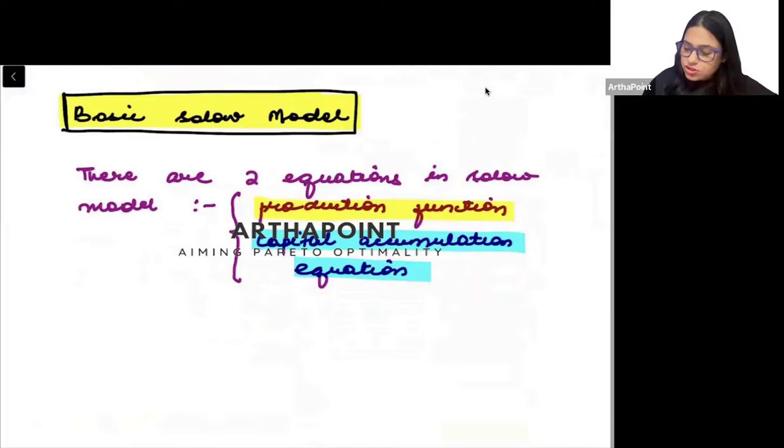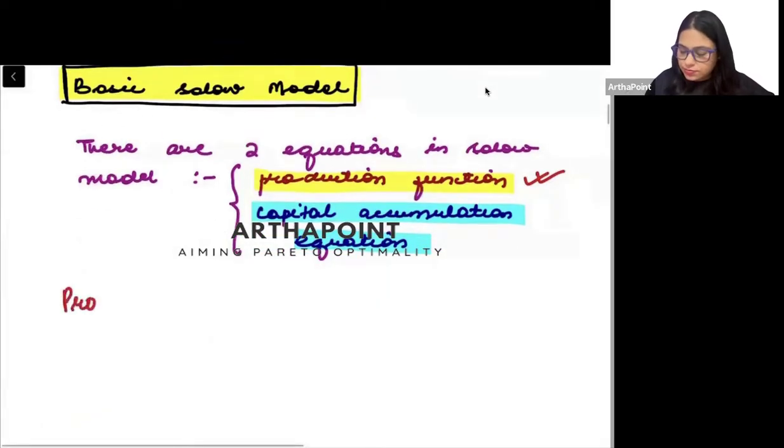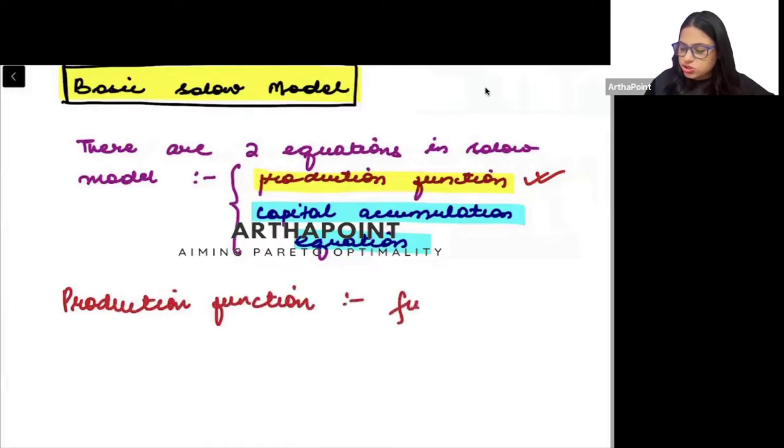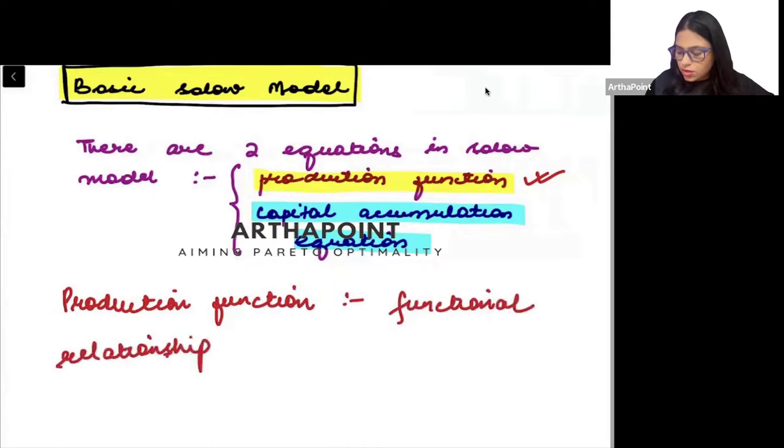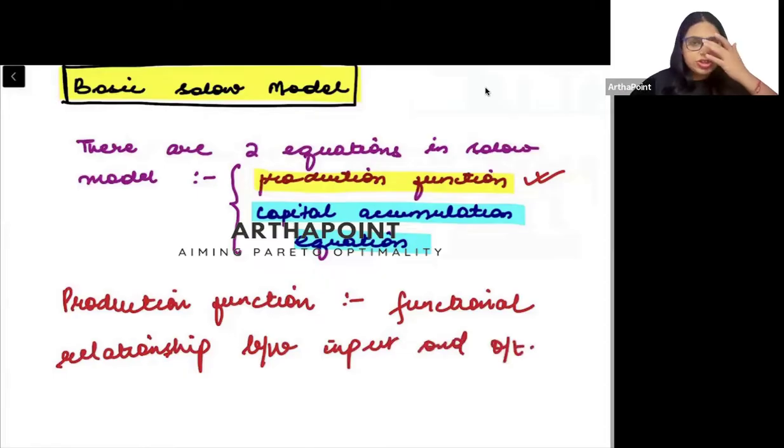The first equation that we have is the equation of the production function. A production function क्या है? So what is a production function? Production function is a functional relationship between input and output.